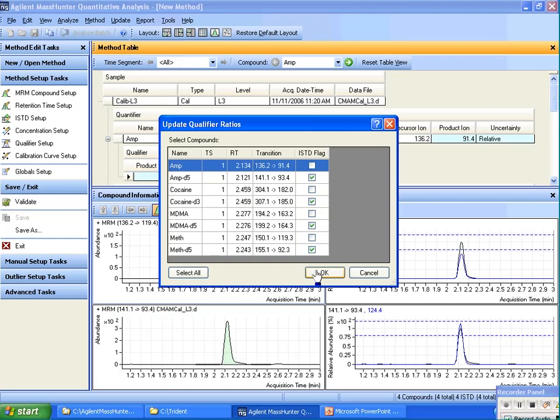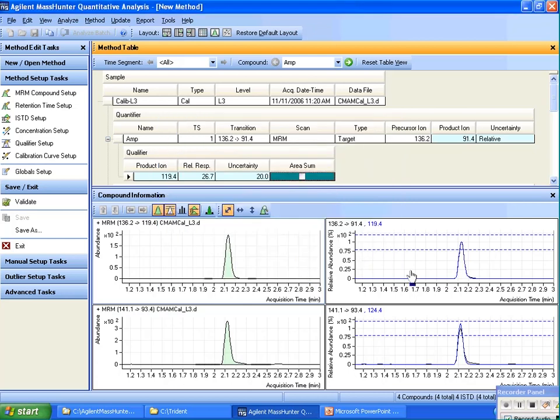and you'll notice that when I do, the update ratios has put this dead on, of course. It's recalculated the ratios, and the ratio has fallen back to what matches the target and the qualifier ratios using this sample. And when I go back and apply this method, you'll see that that fits with the batch.